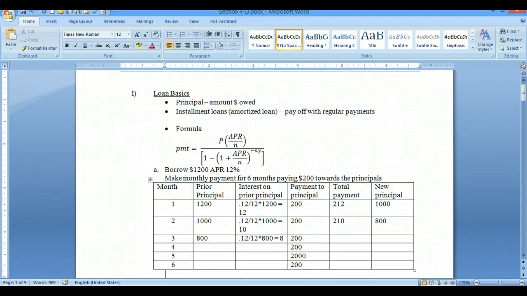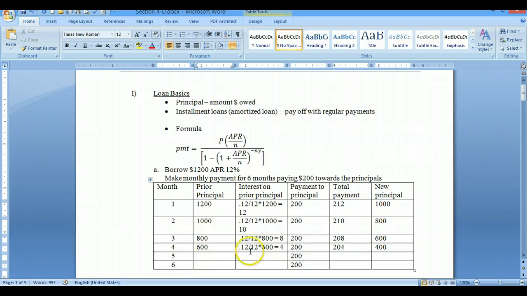Oops, I'll go back and fix that. Okay, and then my payment here is $208, but only 200 comes off of my principal, so this is now $600. And my new prior principal is 600. 0.12 over 12 times, in this case, $600 gives me $4. So my new payment is $204 and my new principal is $400.